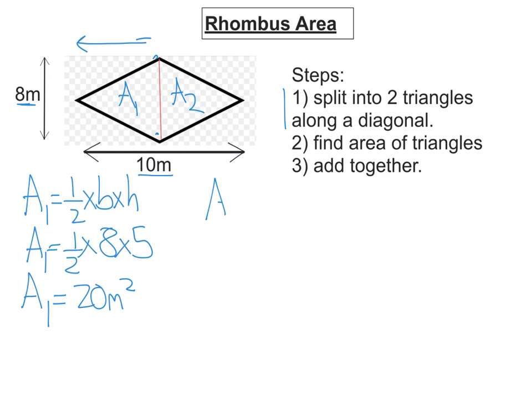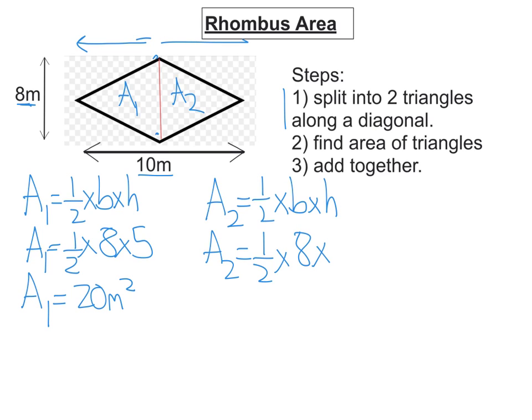Let's do the same for the second triangle. A half times base times height. Put in my values. A half times, well, the base is still 8 meters, still the same base. The height is from here to here, so that's half of 10 as well, so that's going to be 5. So A2 is also 20 meters squared.